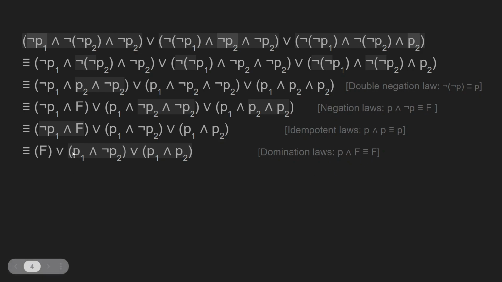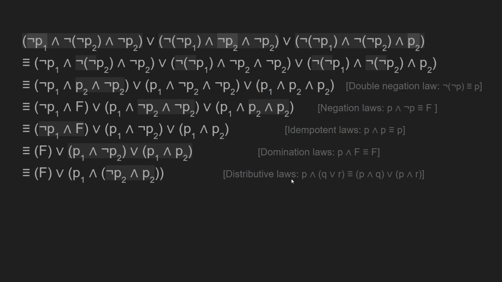Now we work with this whole portion, and this becomes P1 and not P2, or P2. Why? The distribution law. It says P and (Q or R) is equivalent to (P and Q) or (P and R). So this right-hand side becomes the left-hand side. All right. Now we will work with this highlighted portion. This becomes false. Why? The negation law says P and not P is equivalent to false.